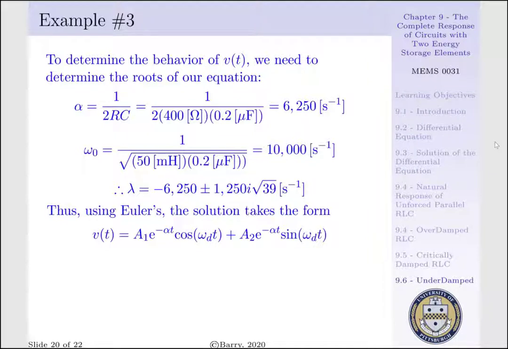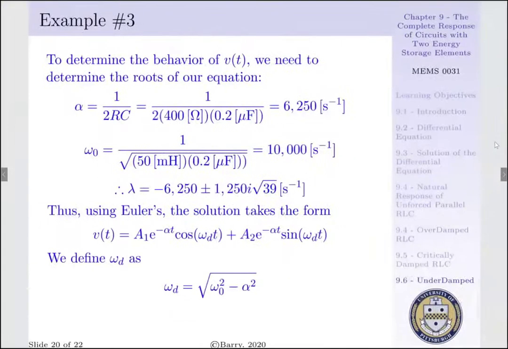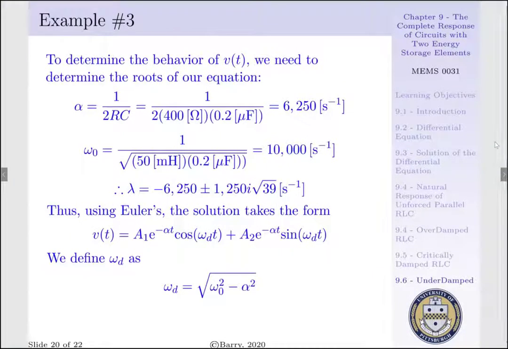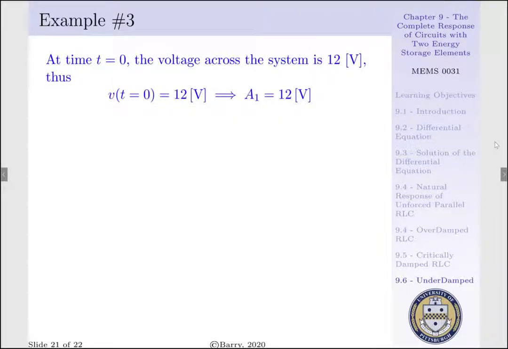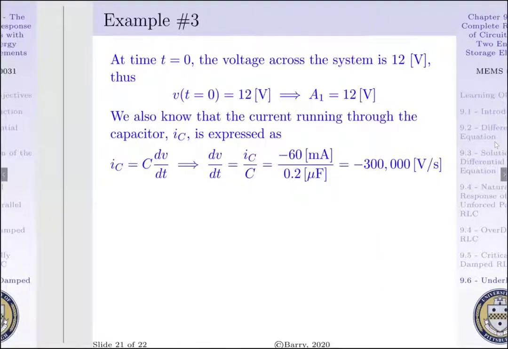That is, v of t is equal to a1 e to minus alpha t cosine omega dt plus a2 e to minus alpha t sine omega dt. We define omega d as the square root of omega naught squared minus alpha squared. At time t is equal to 0, the voltage across our system is 12 volts. Thus, when we populate t is equal to 0 into our previous expression for voltage as a function of time, a1 is equal to 12 volts.